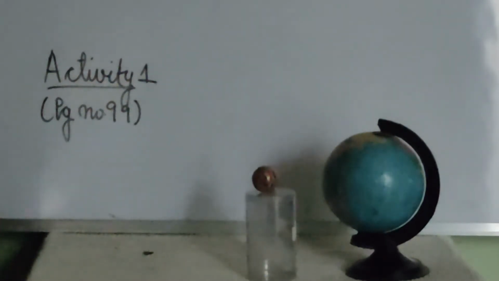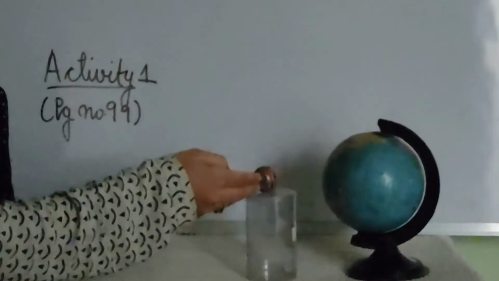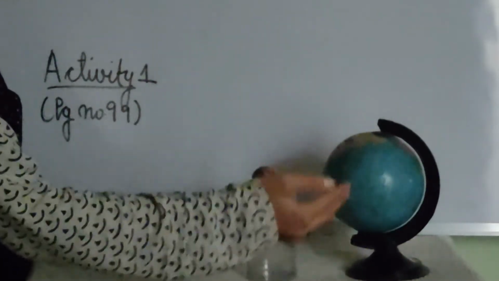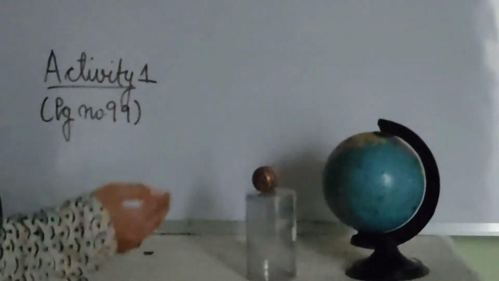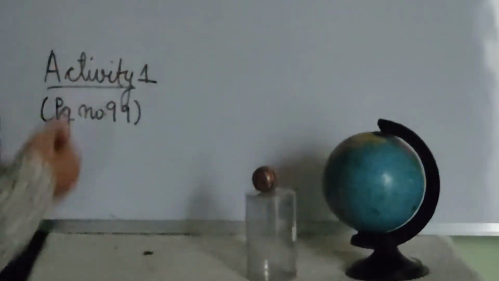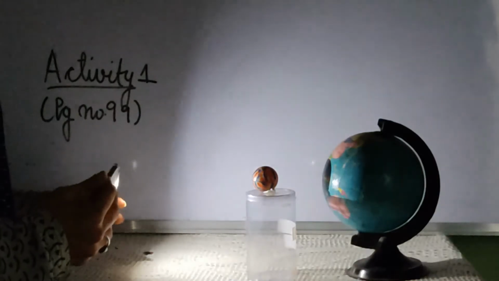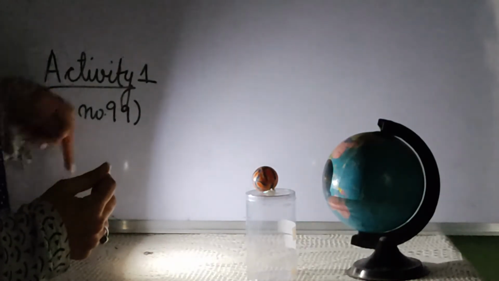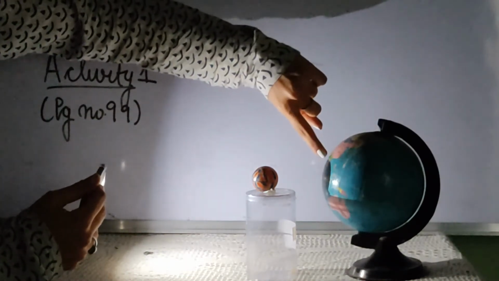First of all we have to place the earth, that is our football or our globe, and then we have our moon, the small ball. We put it in front of the earth, because in a solar eclipse the moon comes in between the earth and the sun. Now when I switch the torch on, you can see the shadow of the moon, the shadow of the ball, on the globe.